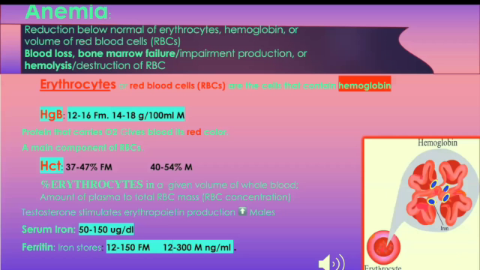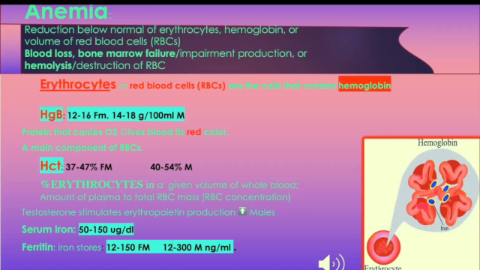I wanted to get started with anemia and what the definition for anemia is, and it is the reduction below normal levels of erythrocytes, hemoglobin, or volume of those red blood cells. The reasons that people get anemia are blood loss, bone marrow failure, where the bone marrow has some kind of impairment in the production of red blood cells, or hemolysis, where there's some kind of destruction of red blood cells going on for some reason.